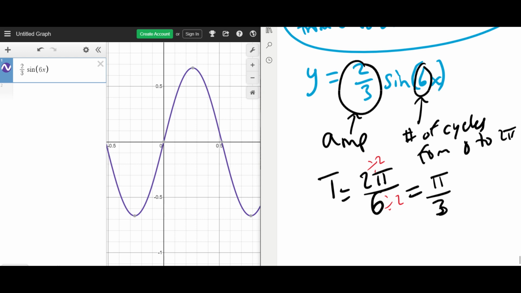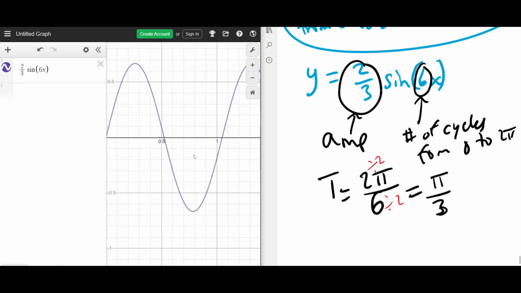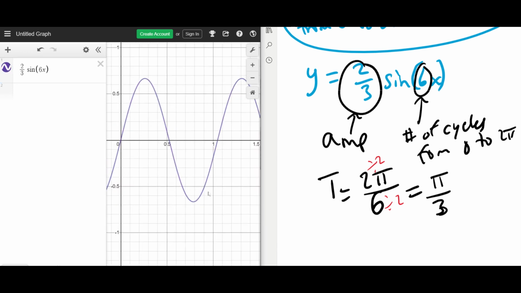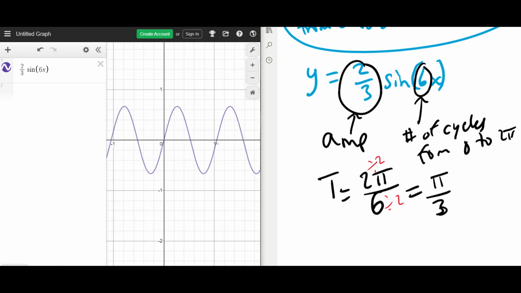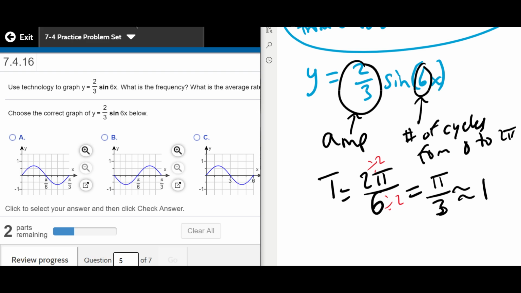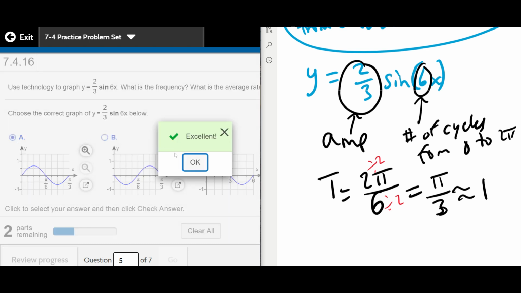Pi over 3, pi is about 3, so 3 divided by 3 is 1. So this looks like it repeats at a little bit over 1. Okay, if you can see that, it kind of does this, and then after that, it starts to repeat again. So this makes sense. This is approximately 1 is what the period is. And then the amplitude is smaller than 1. So let's go to the graph here. Smaller than 1. The period is pi over 3 as we mentioned, so it looks like it's going to be this one. Let's go ahead and enter.